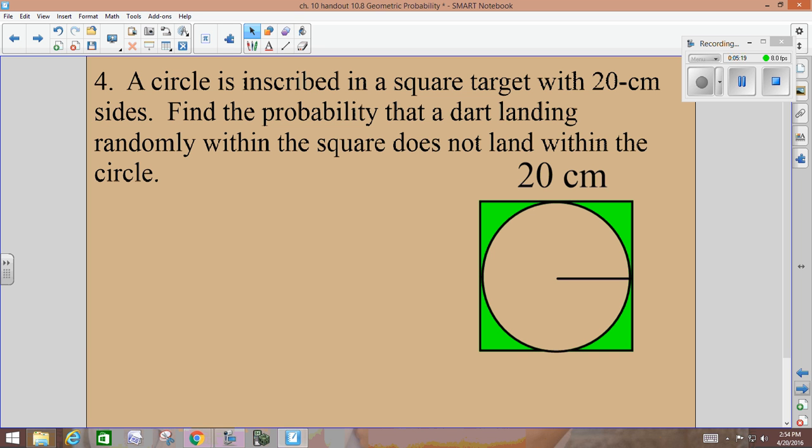So number 4. A circle is inscribed in a square target with 20 centimeter sides. Find the probability that a dart landing randomly within the square does not land within the circle. So I have mine shaded up on the smartboard where I want the dart to land. I want it to be in the square but outside of the circle. And inside means what about that shaded region? It's perimeter or area? Good.